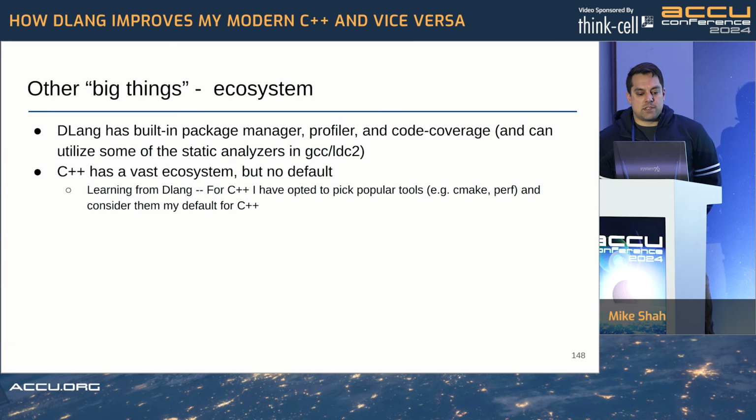There's all sorts of other cool stuff. D has built-in package managers. It's got a built-in profiler. You can profile for allocations as well as performance. It's got a code coverage tool for your tests. You can use the static analyzers and so on. And those are all things that I've learned from various tools in the C++ ecosystem, which is a huge part of why I taught software engineering, in fact, a lot in C++, because you had to put tools together to complete things. And C++ has a very vast ecosystem.